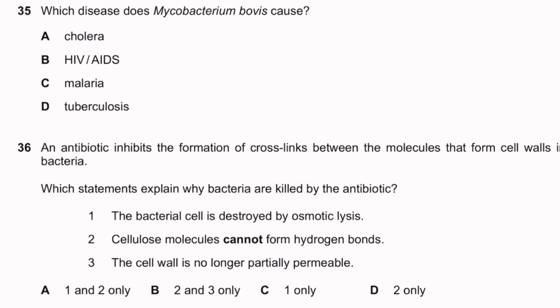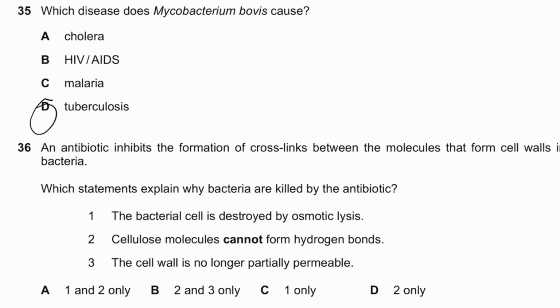Which disease does Mycobacterium bovis cause? Cholera, HIV/AIDS, malaria, tuberculosis? I would say definitely tuberculosis. Mycobacterium bovis or Mycobacterium tuberculosis cause tuberculosis. Cholera, I would say Vibrio cholerae. HIV/AIDS will not be a bacterium, it's in fact a virus. And malaria is caused by a protist known as Plasmodium.